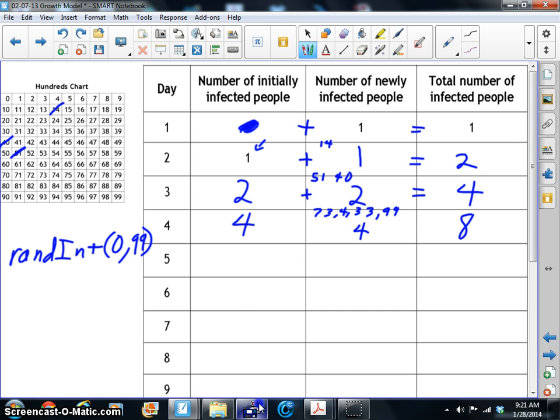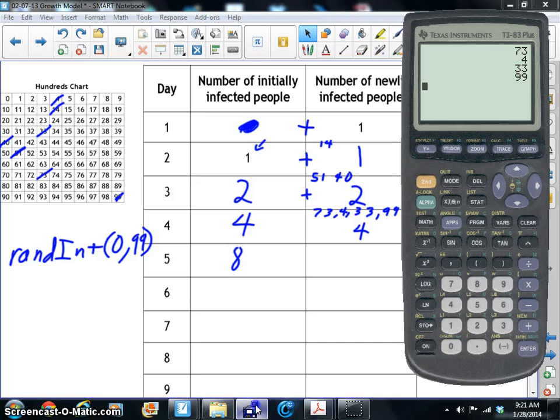I'm going to take these people off of the numbers chart. So that was 73, 4, 33, and 99. And these people can no longer get infected. So now we have 8.